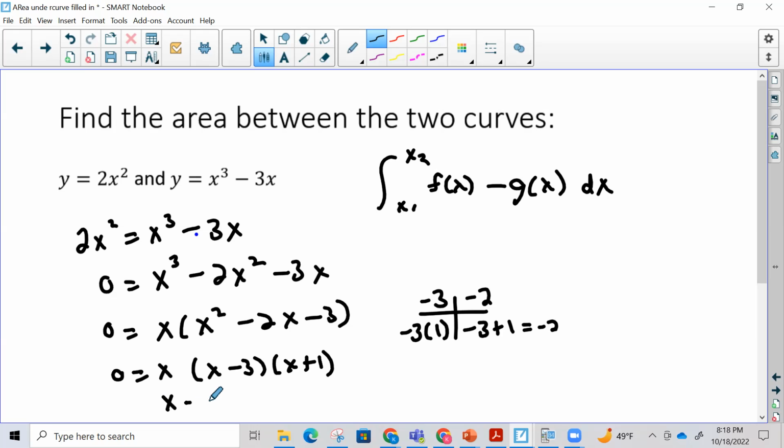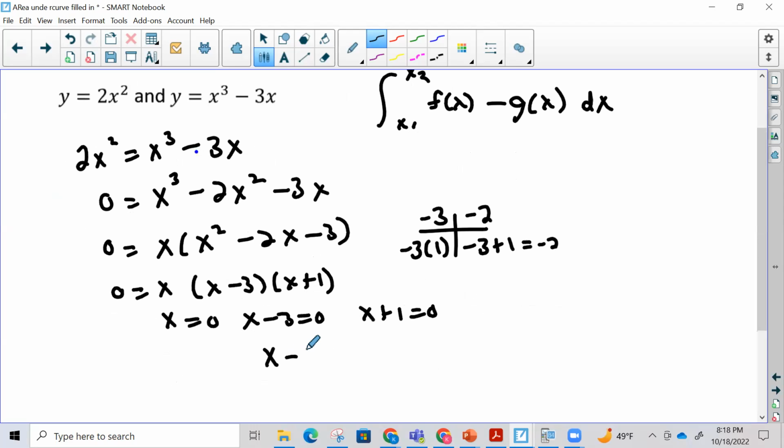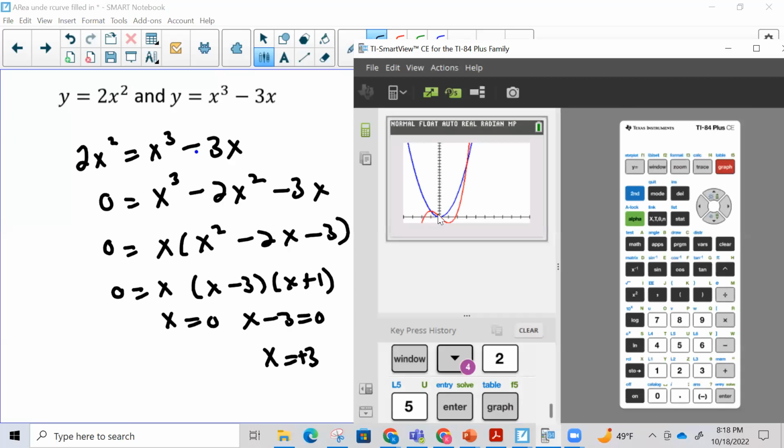And so if I set each of these equal to 0, you can see I have 3 bounds. That should be a positive 3, and x equals -1. So I have x equals 0, x equals 3, and x equals -1. So what that means is these two curves intersect at 3 places. And what that means is that we have 2 regions that are bounded by these 2 curves, but it switches what is on top and what is on bottom. So I have to do 2 different definite integrals and then add them together.